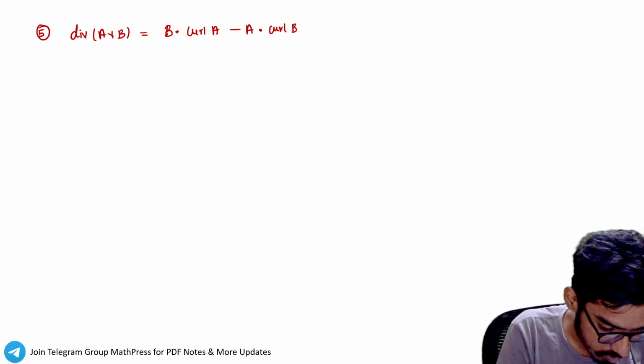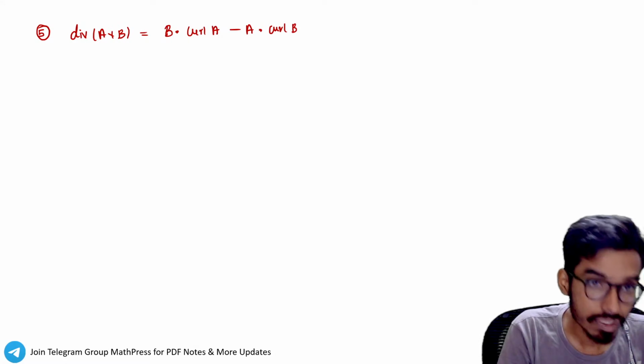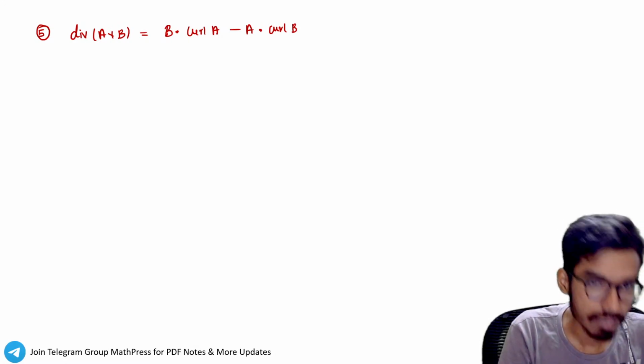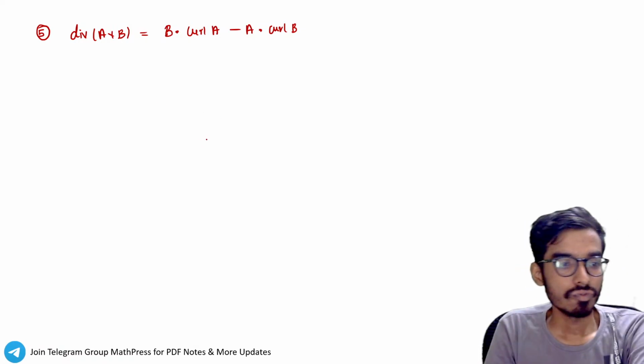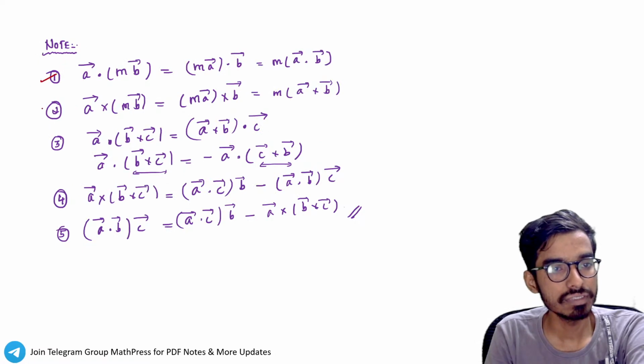I'll just check this once again. Yes. Fifth identity is divergence of A cross B is B dot curl A minus A dot curl B. Okay. So for this, I'm going to use this result. So we are using these three results, right?